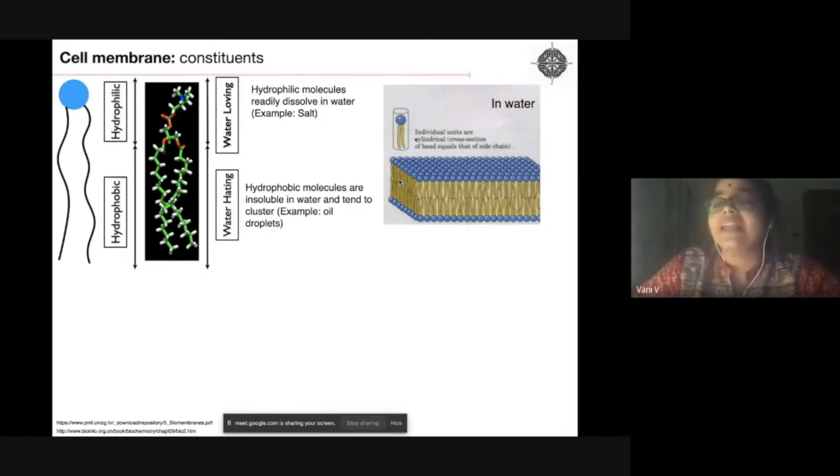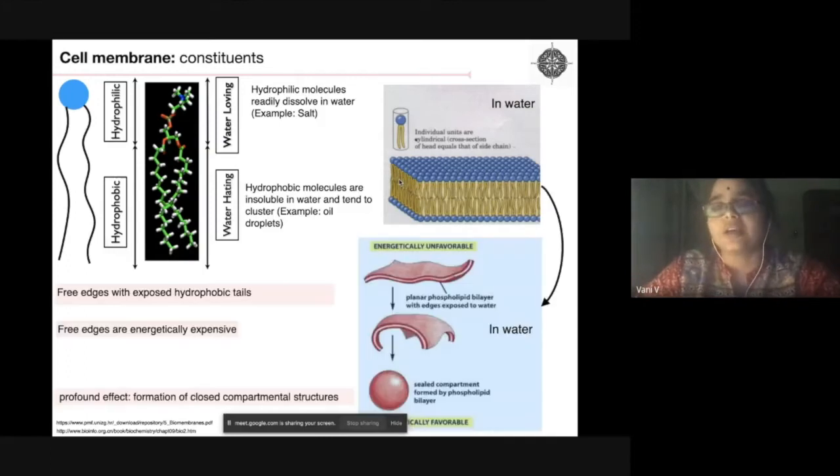So the way they minimize this exposure to water is they try to bend and they form these sealed compartments. And that is what we recognize as a cell. So this very fundamental aspect of things loving water or not loving water is something very fundamental to biology, which determines a lot of things. For example, you might have heard of things like protein folding. At least a large part of protein folding is driven by this hydrophobic and hydrophilic interaction. So this is just something I thought I'd put out there, because we'll be referencing this language later.